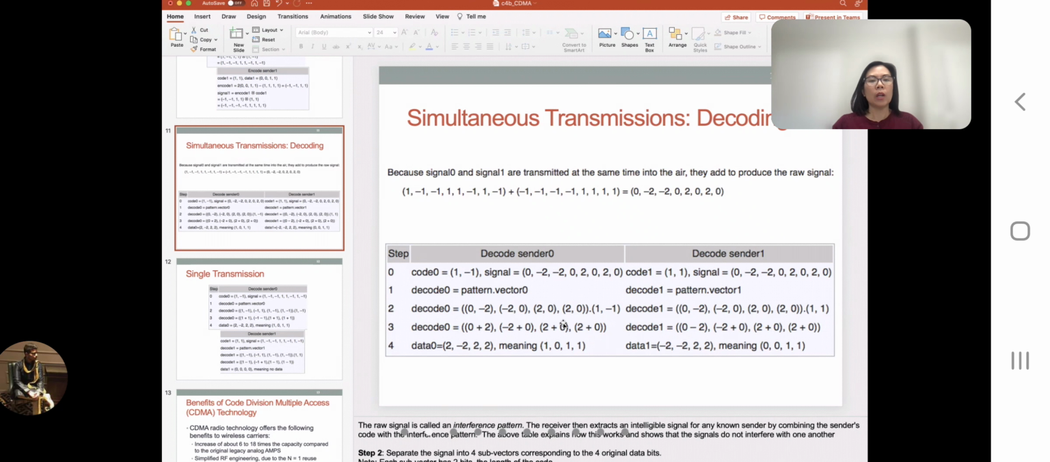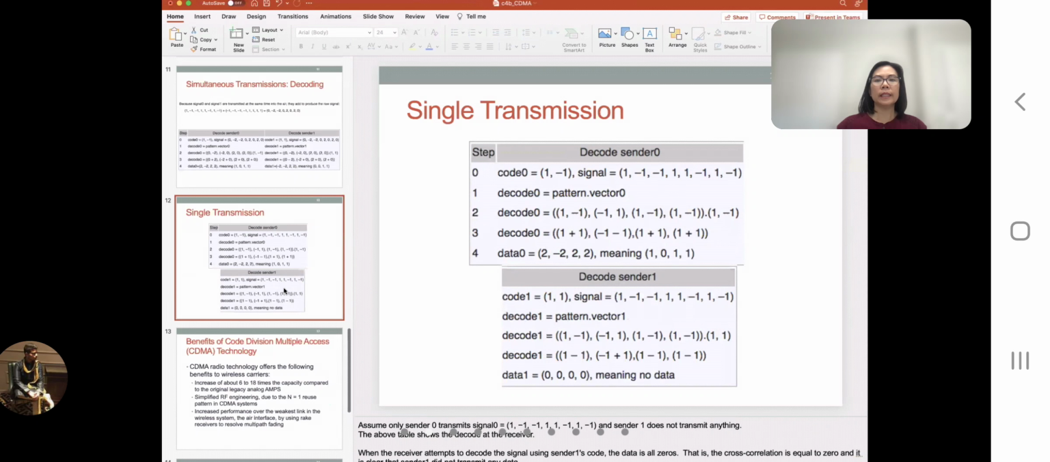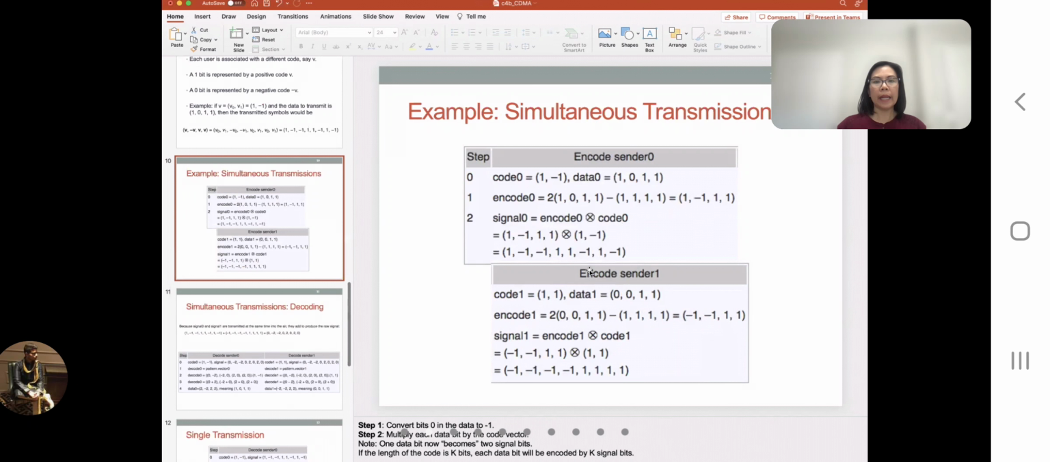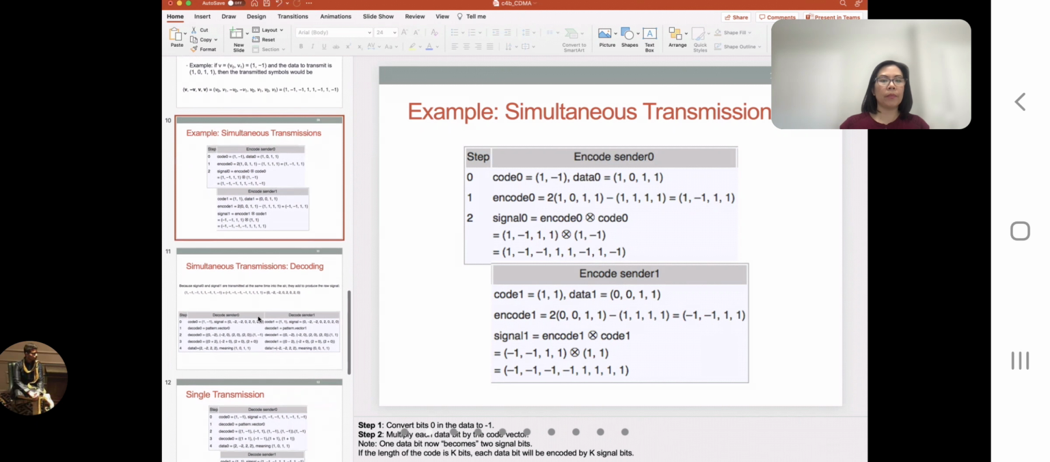Now, what if only one sender has data to send? How can the receiver know that the other person doesn't send anything? So this is that example. Assume that only sender 0 sends data. This is the transmitted signal. Sender 1 doesn't have anything to send. So this is the transmitted signal: 1, -1, -1, and so on, 1, -1.